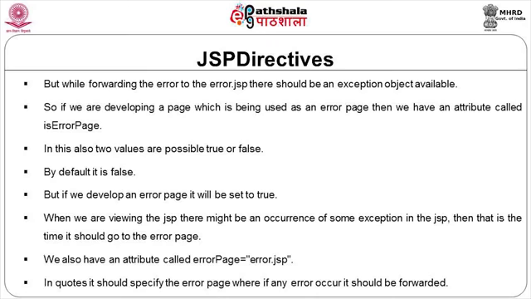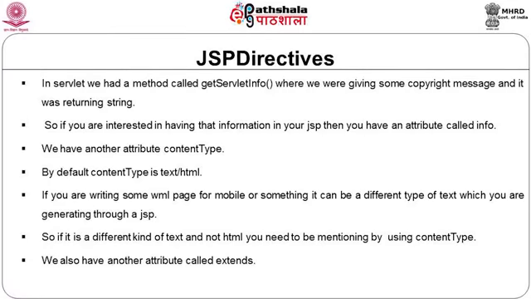Another very simple thing, which we had in servlets. In servlets we had that thing called getServletInfo, which was to be overridden to give some copyright message and other information. It was there to return a string like that. So, if you are interested in someone retrieving information about your JSP page, you could put that as an attribute in the page directive. You could say the attribute info equal to, and in quotes you write that info, fine. So, we have an attribute called info.